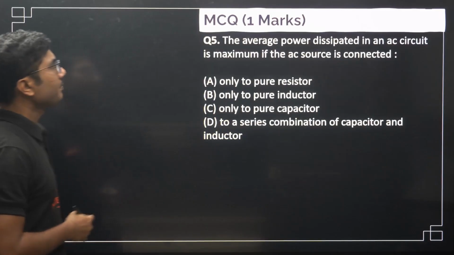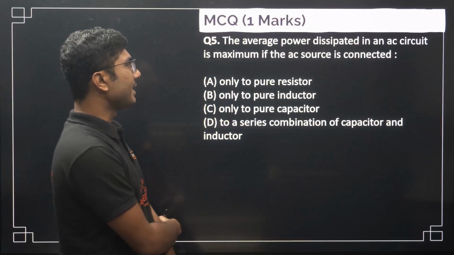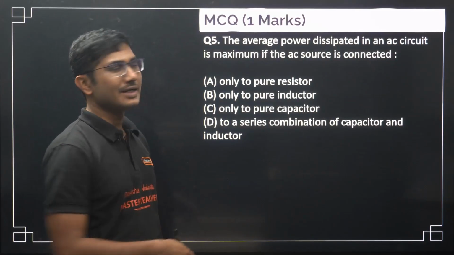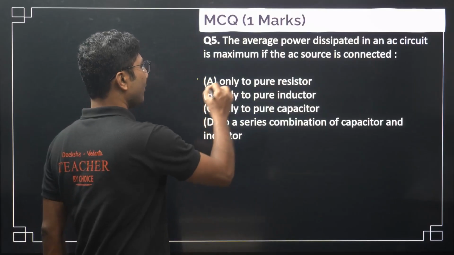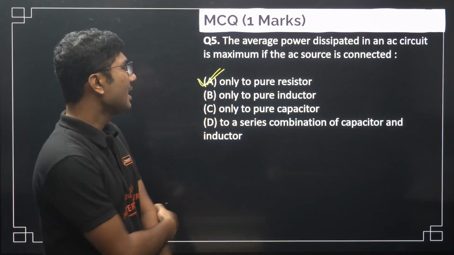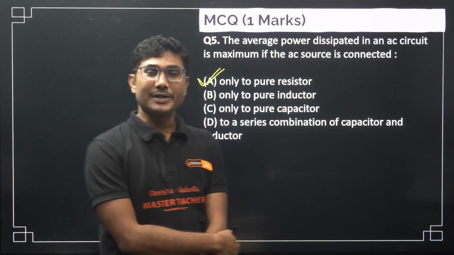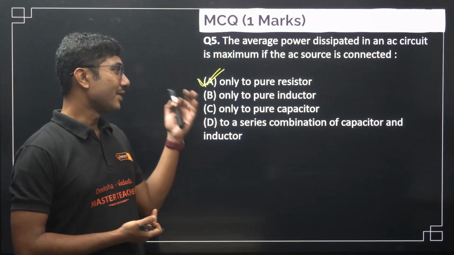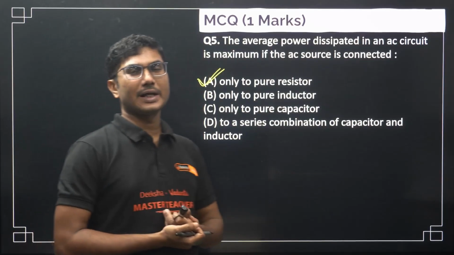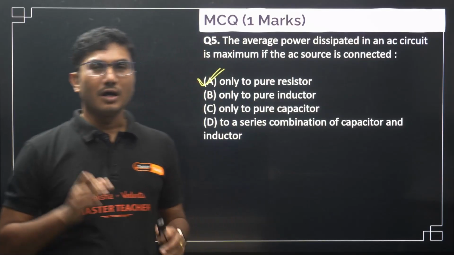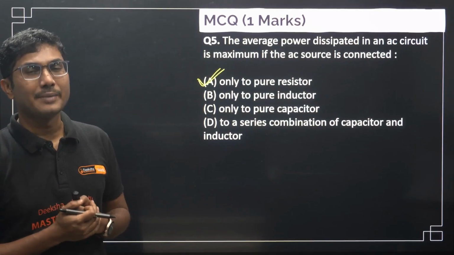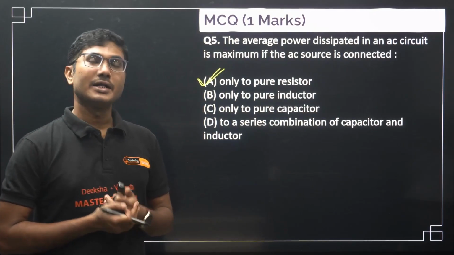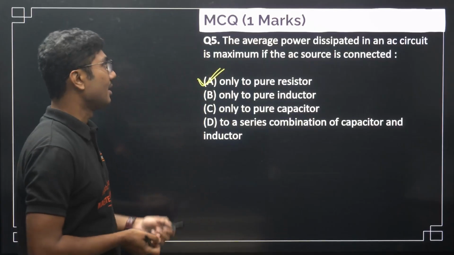Next question. The average power dissipated in an AC circuit is maximum if the source AC is connected to a pure resistor. If it is connected to a pure resistor, then the power dissipated will always be maximum. Otherwise, in resonance also power can be maximum, but for resonance you have to do some mathematics, some calculation. But if it is connected to a pure resistor, then it will always be greater. Next question.